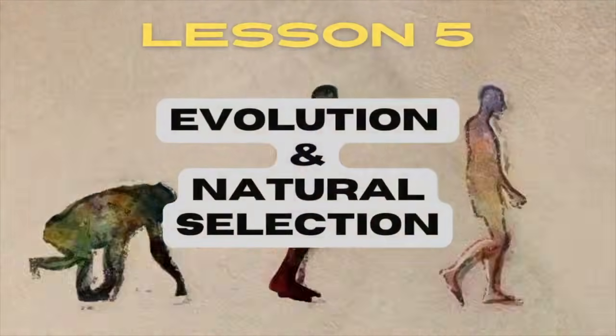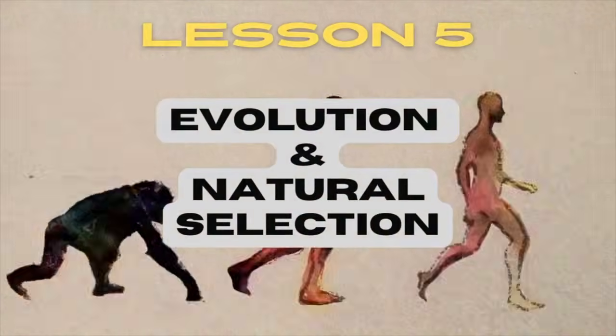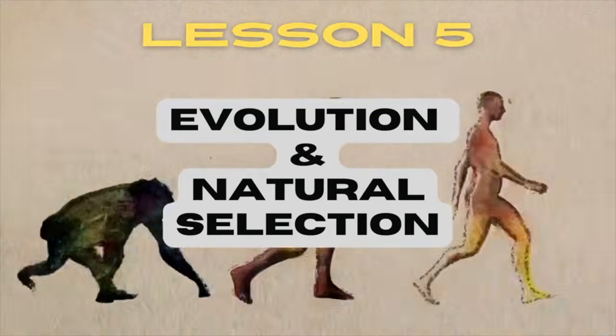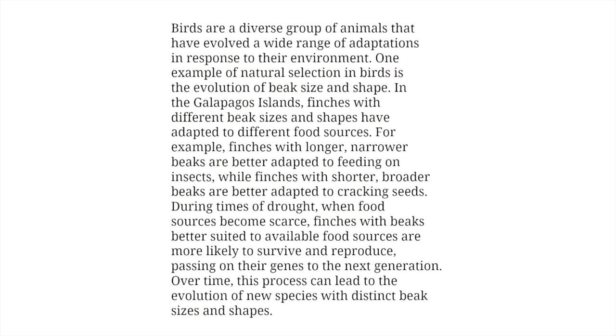Lesson 5. Evolution and Natural Selection. Read the passage and answer the question below. Birds are a diverse group of animals that have evolved a wide range of adaptations in response to their environment. One example of natural selection in birds is the evolution of beak size and shape. In the Galapagos Islands, finches with different beak sizes and shapes have adapted to different food sources.